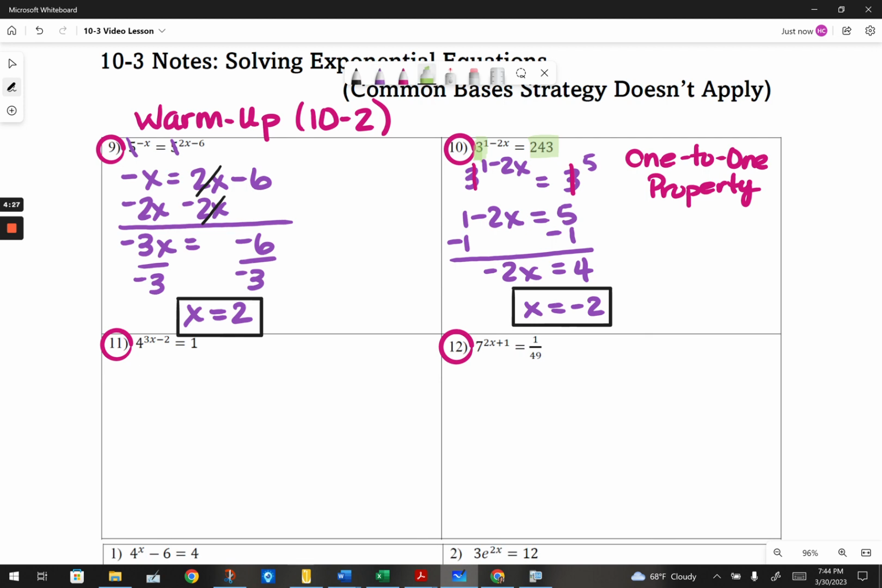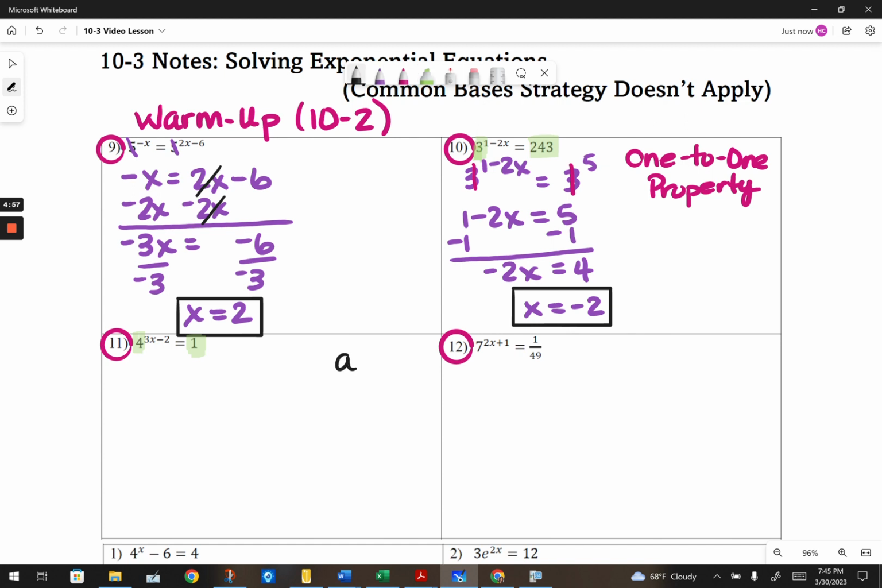So here again, we do not have a situation where our bases are the same. And so we have to decide, what do I want my base to be? Now 4 can be rewritten with a base of 2 or 4. 4 is 2 squared or 4 to the 1st power. So can 1 be rewritten with a base of 2 or 4? And actually it can.